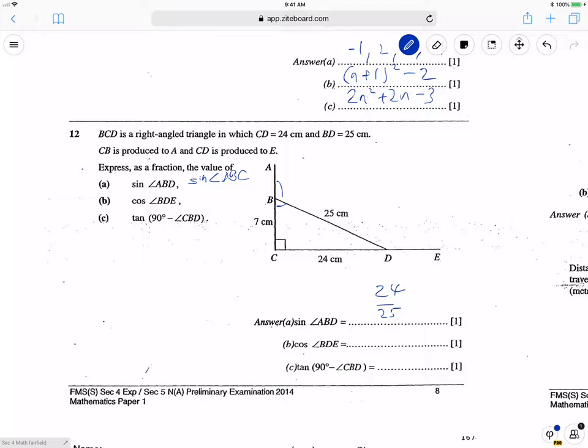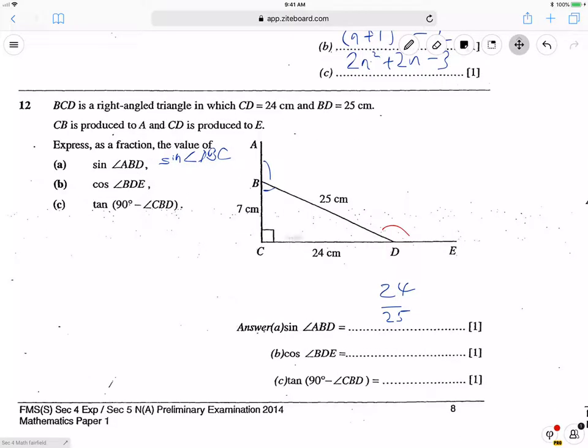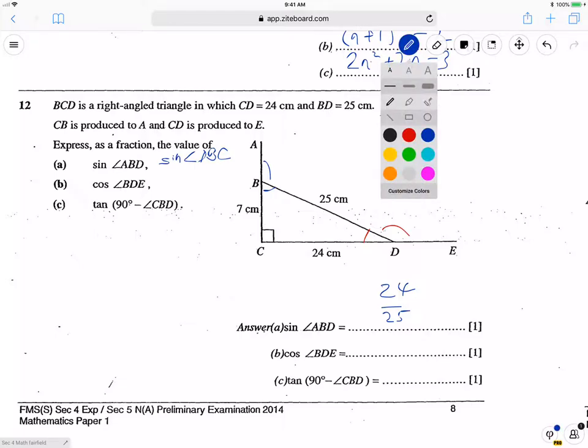Next one, cosine BDE. To find cosine BDE, BDE is outside here, right? So it becomes the negative of the inside. So you've got to find cosine inside, adjacent over hypotenuse, so it's negative 24 over 25. Do you understand this? When to put the minus, when it's not minus, when it is positive? Okay, good.